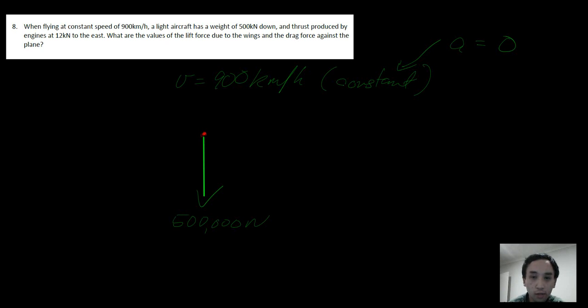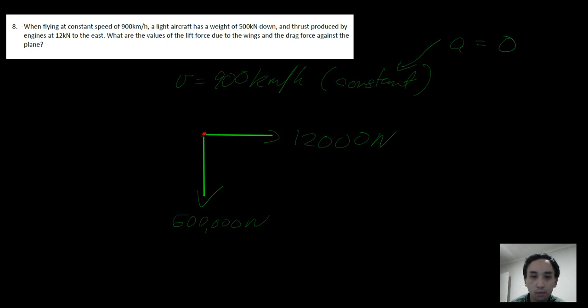And we also have a thrust produced by the engines of 12,000 newtons to the east. 12,000 newtons. Alright, what are the values of the lift force due to the wings and the drag force against the plane? Now, to figure these out, first of all, what is a lift force?